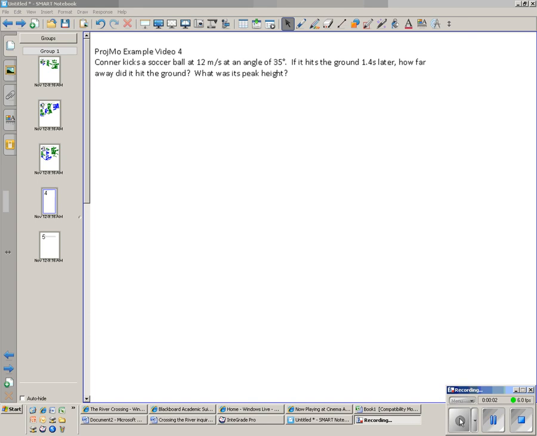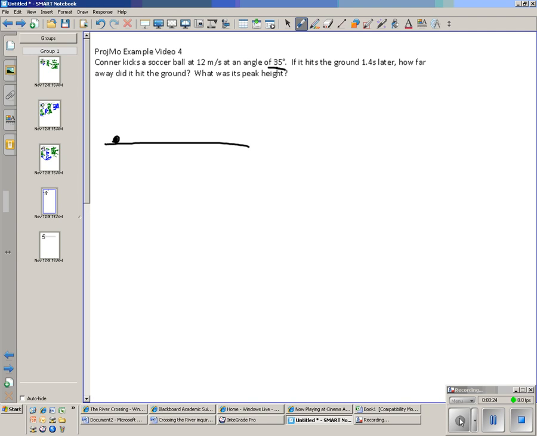This is projectile motion example number 4. If we notice, this one is not going to be a horizontal launch. Connor kicks a soccer ball at 12 meters per second at an angle of 35 degrees. If it hits the ground 1.4 seconds later, how far away did it hit the ground? And then, what was its peak height?